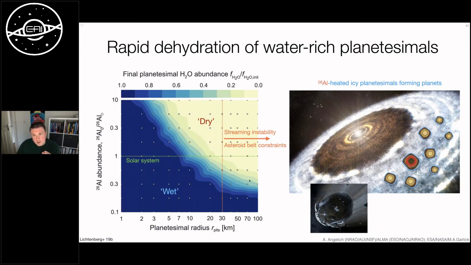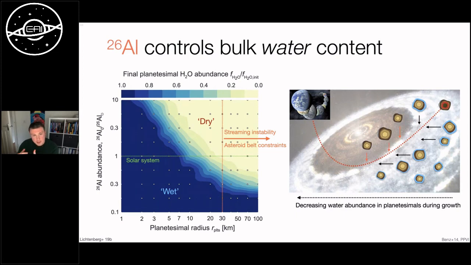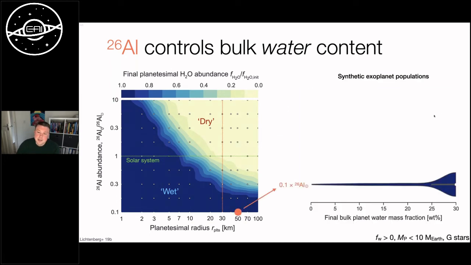Now, what we did in this work was use those desiccation models and insert them into a planetary formation code that calculates the standard planetesimal accretion rates onto planetary embryos. So we insert a planetary embryo in the disk, it accretes by planetesimal accretion, migrates in the disk, and then depending on the variation of the initial conditions, it creates planetary populations. And this is the result of that exercise. When you assume that planetesimals start with 50 km radii, but the aluminum-26 content is very small, then the resulting exoplanet populations are actually very water-rich.